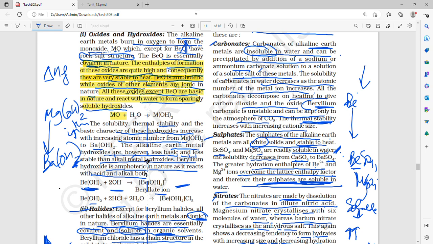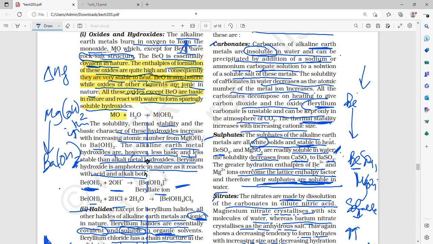Carbonates of alkaline earth metals are insoluble in water and they can be precipitated by the addition of sodium or ammonium carbonate solution to a solution of soluble salt of these metals. So carbonates of alkaline earth metals are all insoluble in water. And how can you precipitate the carbonate of alkaline earth metals? By the addition of sodium or ammonium carbonate solution to a solution of the soluble salt of these metals.